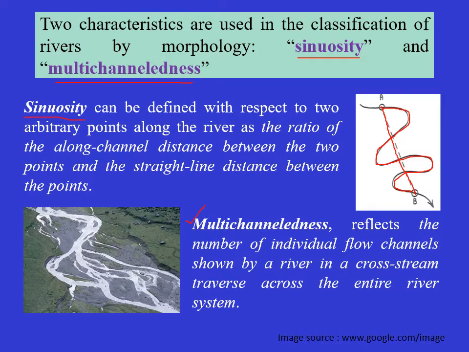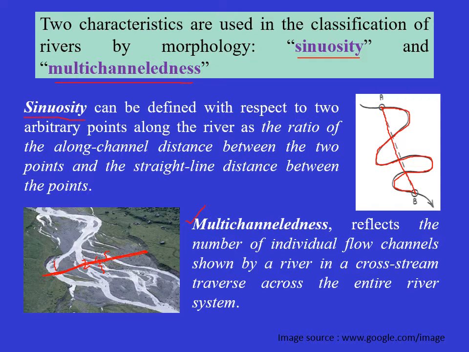Multichannelness means the number of individual smaller flows within the channels when we try to observe in cross section of the river. That means when we observe from one bank to the other bank, if we count the number of individual smaller flows within the channel, suppose in this picture this is number one, this is two, this is three, this is four, this is five.